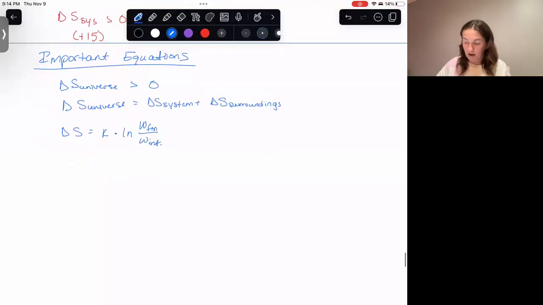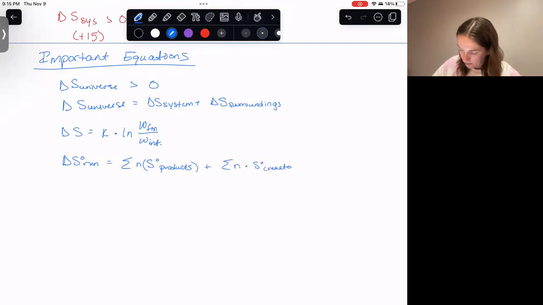Okay, you have how to find delta S of the reaction. And this is your sum, right? Where you have n times S naught of the products, the sum of this, minus the sum of the number of moles times S naught of the reactants. So you want to sum up all of your products and multiply by any coefficients they have, and then subtract that from the sum of any reactants and any coefficients they have.